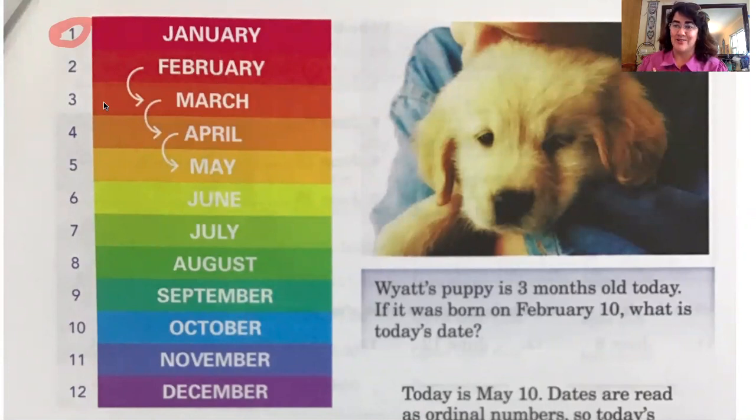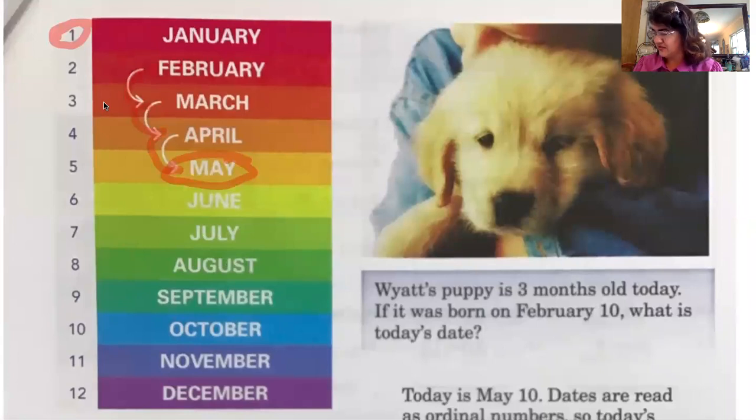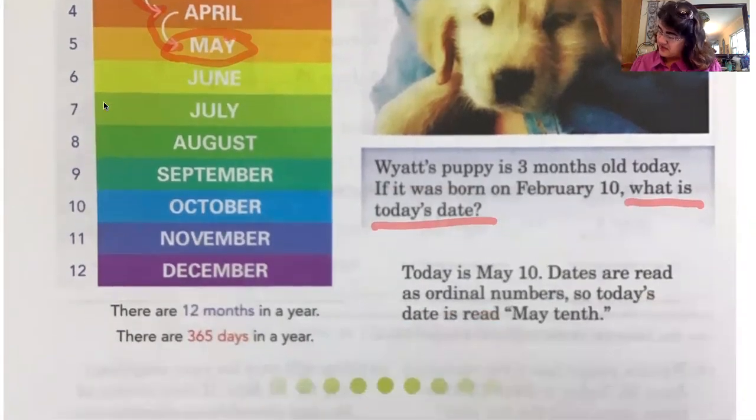That's my fault, boys and girls, sorry. Born on February 10th, so they already did the arrows for us. From here, we go, here's 1, here's 2, here's 3. So, what is today's date is our question we have to answer, right? So, we underline that. Sorry, friends, I'm having technical difficulties. What is today's date? And today's date is May the 10th.